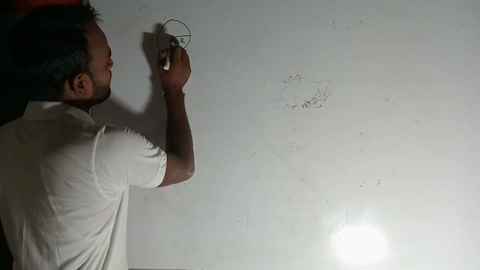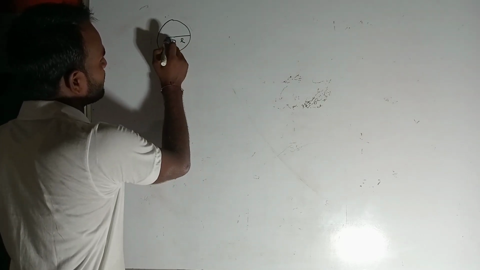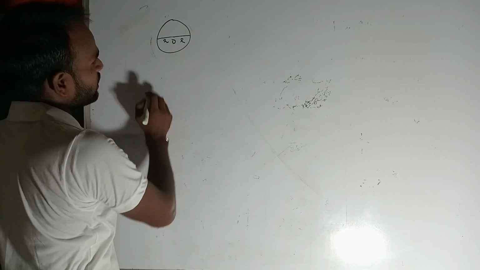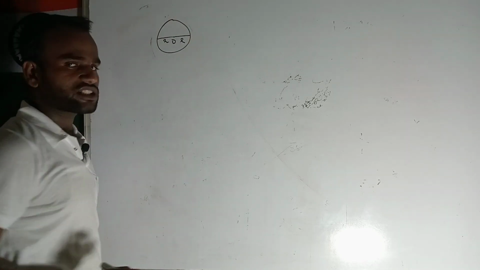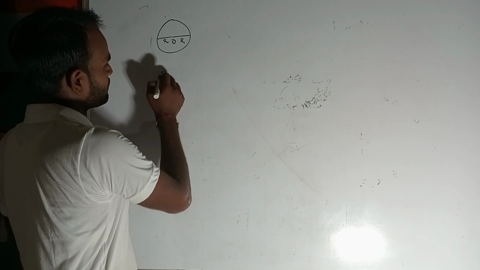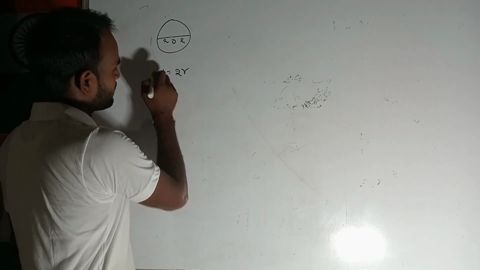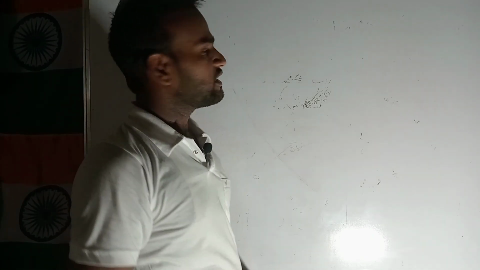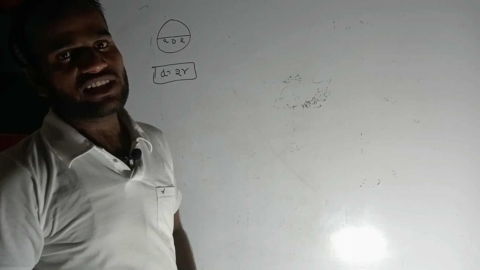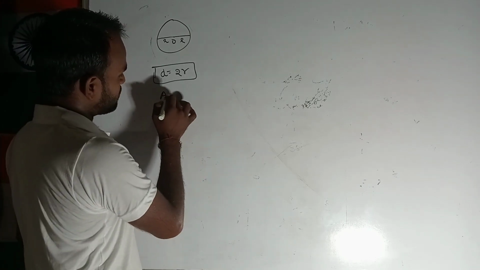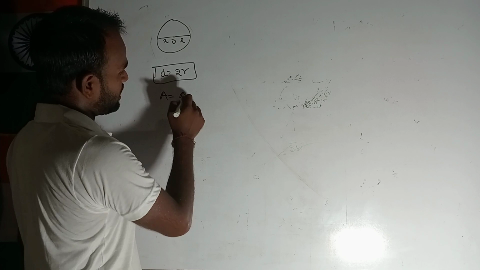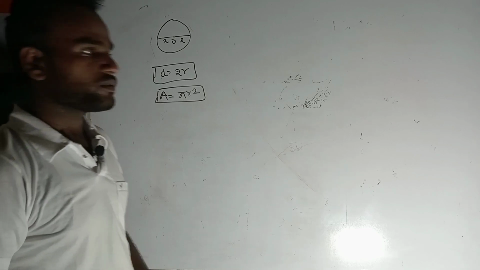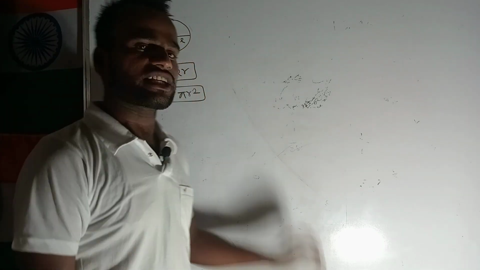If I extend this line to the circumference on the left-hand side, it will be another radius. The two radii together are known as the diameter. It means d equals 2 into r. Now the question in your mind should be: what is the area of the circle? The area of the circle, A for area, is pi r square. So the area of the circle is pi r square.